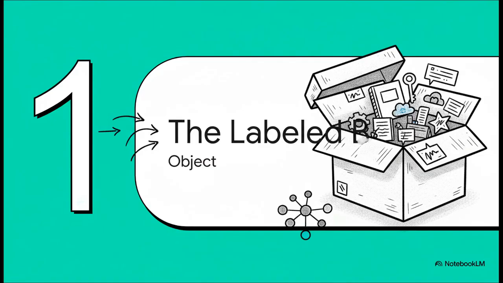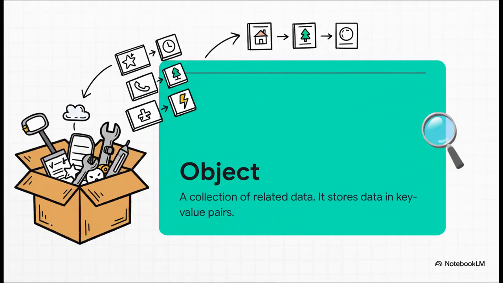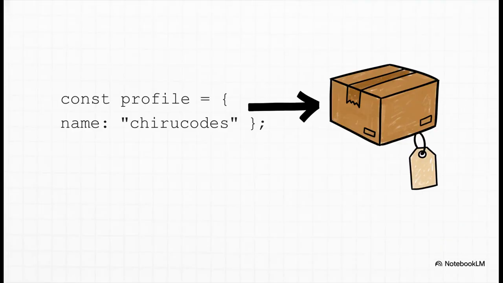Okay, first up, we've got the object. I want you to imagine this one as a sturdy box. You can put a bunch of related things inside, but here's the cool part. Every single item gets its own unique label. So what's super important here is this idea of key-value pairs. The key, that's the label. And the value, that's the actual piece of info you're storing. This makes it so easy to find exactly what you're looking for. Instead of just digging around in the box, you just look for the label. Super efficient. And when you look at the code, it's actually pretty simple.